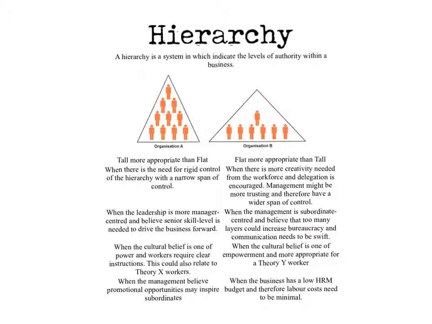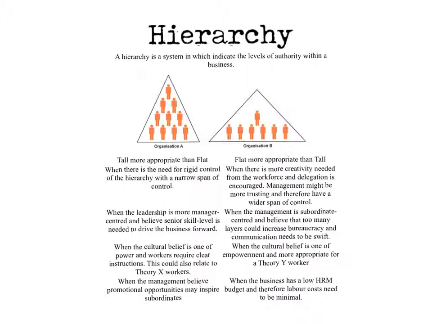Now, organisation B is a flat hierarchy, and you can see they've got much fewer layers of management, and they have a wider span of control. Meaning, for example, one of the managers will be overseeing many more staff because they haven't got the levels. In terms of which one is the best, that obviously depends on the situation.